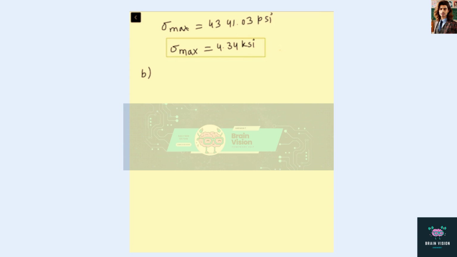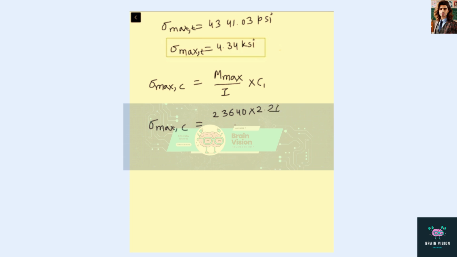Okay, now moving to part B. To calculate the maximum compressive stress, this is our tensile stress, so we can write it as T. Okay, so now we will determine the maximum compressive stress. The maximum compressive stress, sigma max compressive, will be given by Mmax divided by I multiplied by C1.